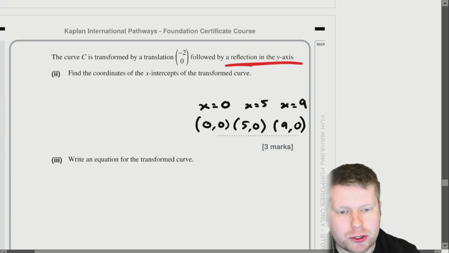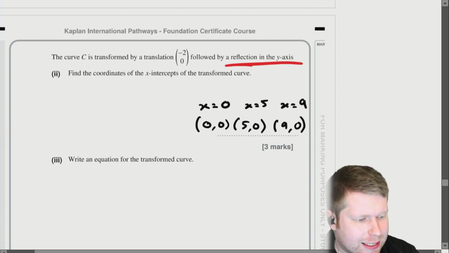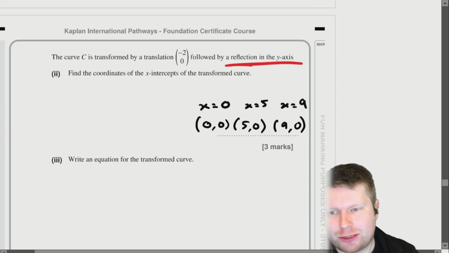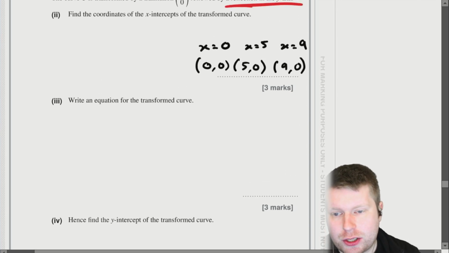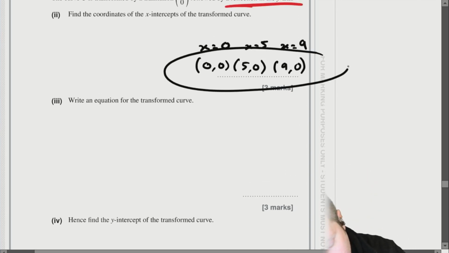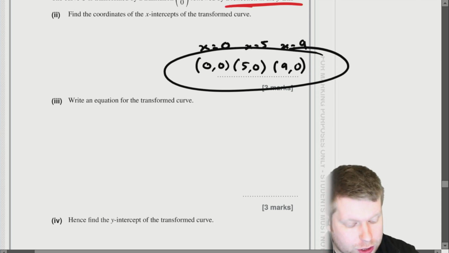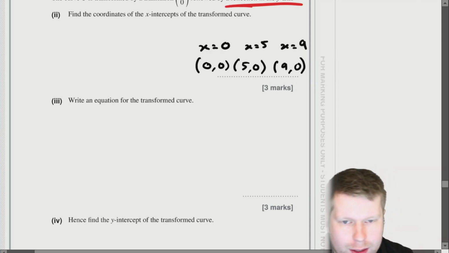I think the issue is that so many people missed part 1 because they overcomplicated it, or they just didn't realise that it was as easy as that, and as a result, they missed a lot of these marks here. Then the next part is just write an equation for the transformed curves. Well, again, you now know what the new x coordinates are going to be. You're not doing any stretches or anything like that.